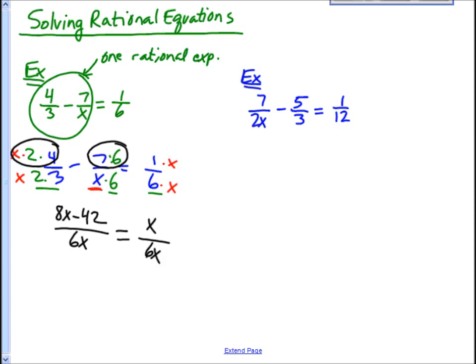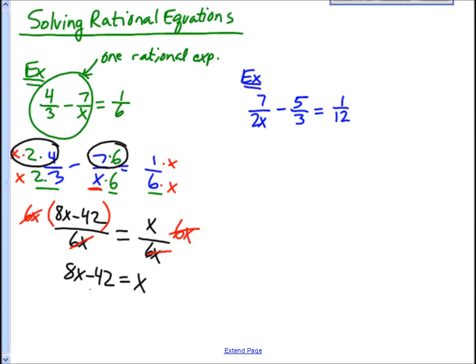Now you just use the old multiplication property of equality. We can multiply this side by 6x, and if I multiply the left-hand side by 6x, I have to multiply the right-hand side by 6x. You notice the 6x's cancel. By getting a common denominator on both sides, you've got one rational expression on each side, or one fraction if you like to think about it that way, and you're left with the numerators. So 8x minus 42 has to be equal to x.